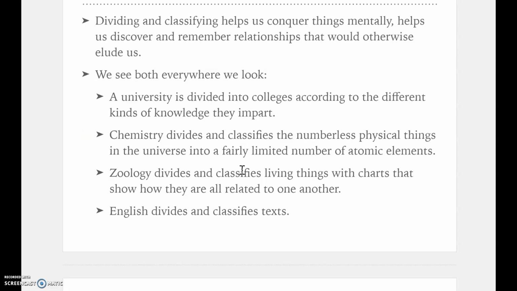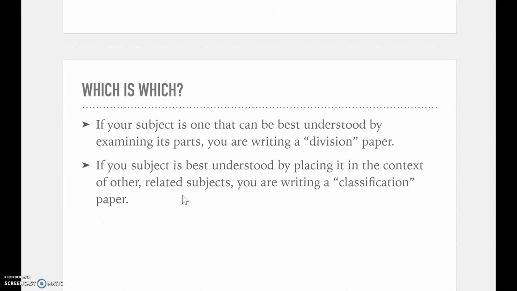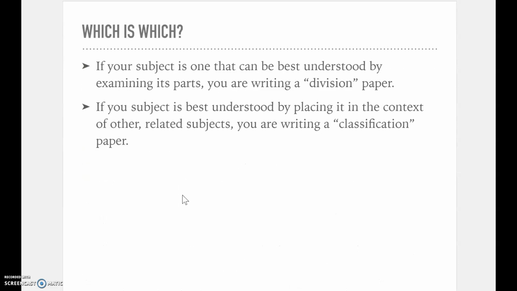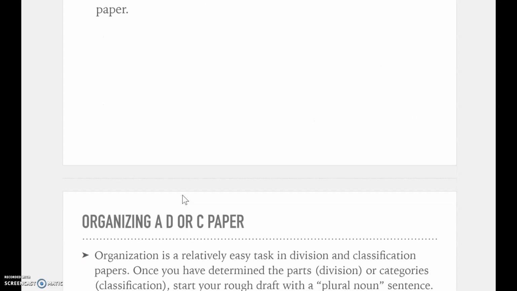A university is divided into colleges. Chemistry divides and classifies so many physical things into fairly limited categories. Zoology divides and classifies. English divides and classifies text into genres. That makes them easier to study, looking at them as a whole. So if your subject is one that can be best understood by examining parts, you're writing a division paper. If your subject is best understood by placing it in the context of categories, then you're writing a classification paper.